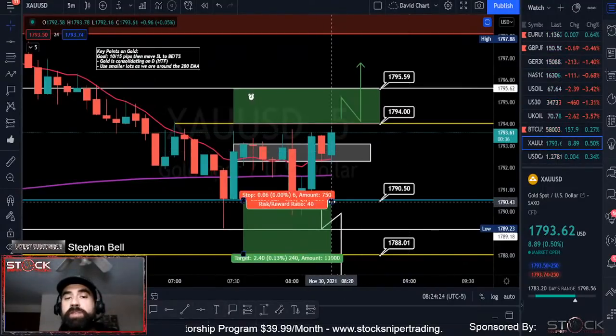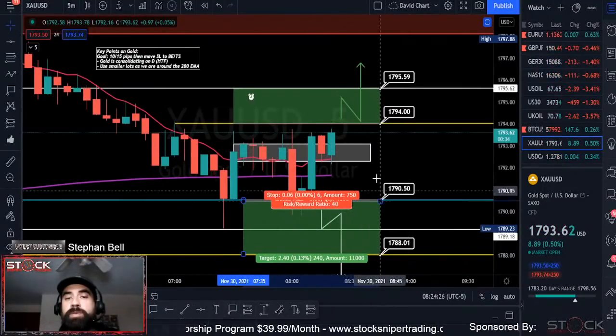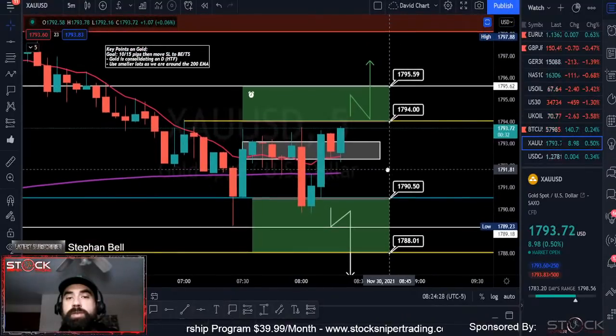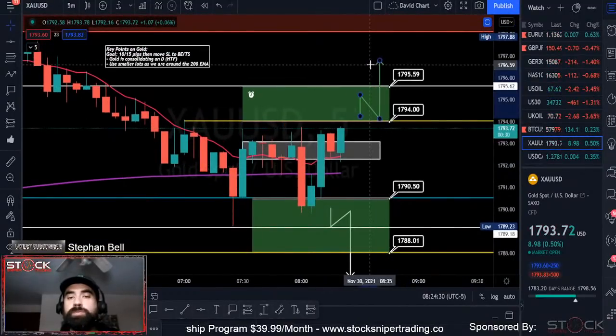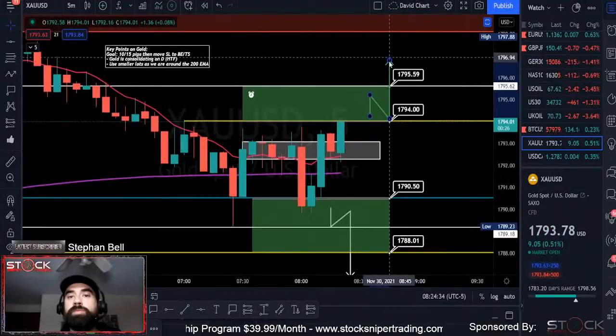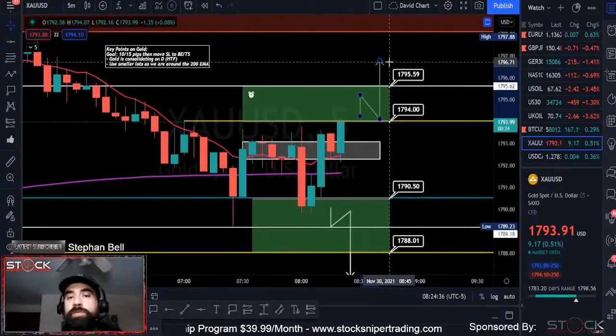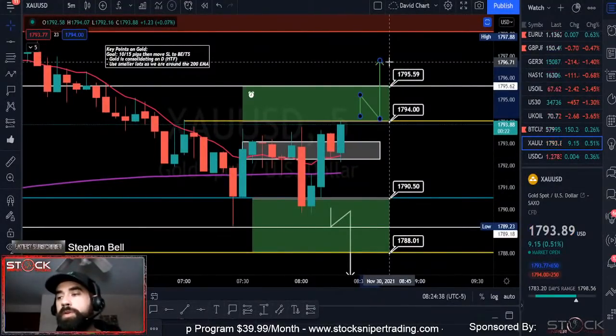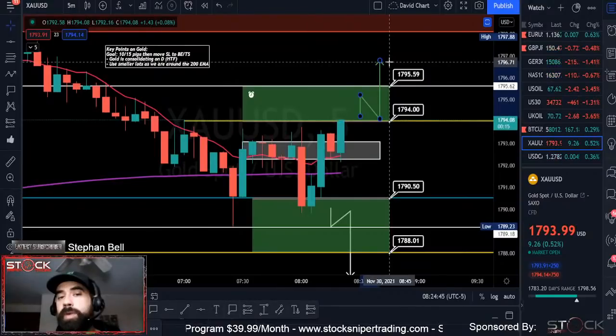Okay, so no moves have been made on gold as of right now. All right? Just monitoring, just watching. Here we go, guys. Here's your first attempt on gold. I'm waiting right now with my finger on the trigger. Okay?